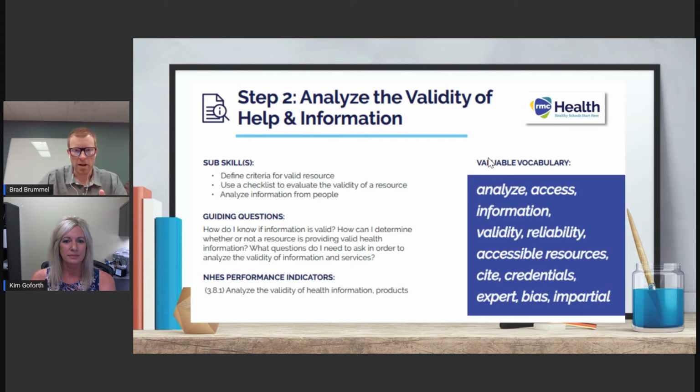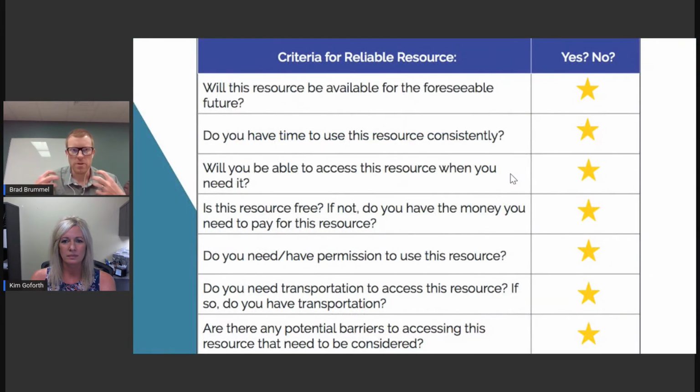And so you see some valuable vocabulary, again, some great guiding questions, but here we're going to give students an opportunity to practice using a checklist. Like Kim mentioned before, here's an example of one, and you can find it in the resource bank. But a student could easily use this checklist to kind of help analyze and evaluate a resource that maybe you've provided, or maybe one that a student wanted to check out themselves.